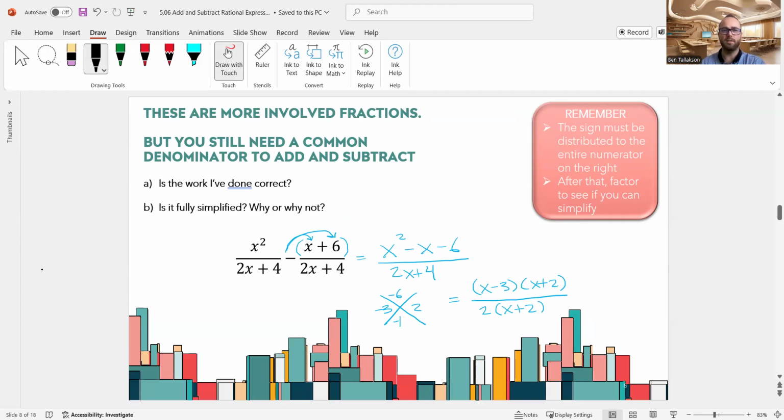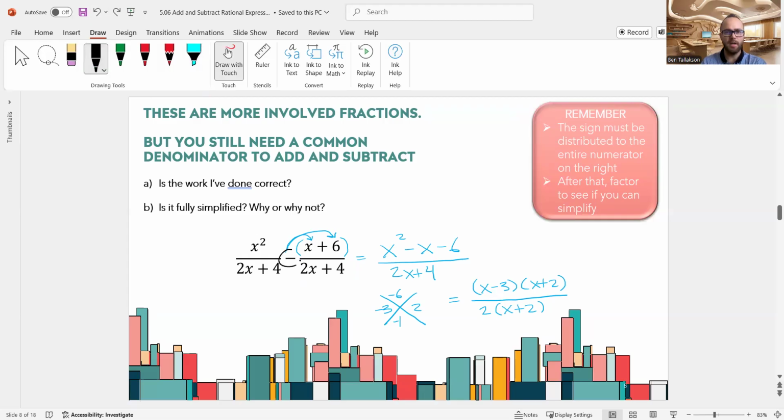Okay, so these are polynomials being subtracted. Of course, we need a common denominator, and we do. That's always what you want to check for first. Do I have a common denominator? Great. So take a moment now to look over my work and check it. See if I got it correct or if there's any mistakes. Now that you've had a moment to check, let's take a look.